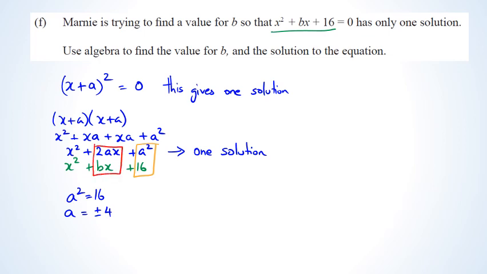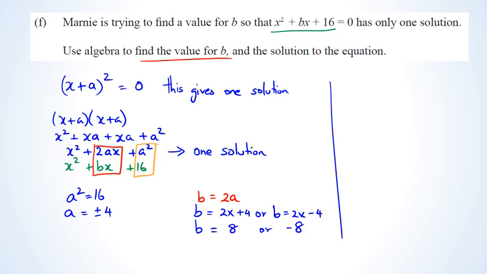See how 2ax equals bx? So I could figure out what my values for b are, because b is equal to 2 times a. So that means b could be 2 times positive 4, or b could be 2 times negative 4. So I actually get two values for b: b is equal to positive 8 or minus 8. Okay, so this is the first part of this question where I've been asked to find the value for b.